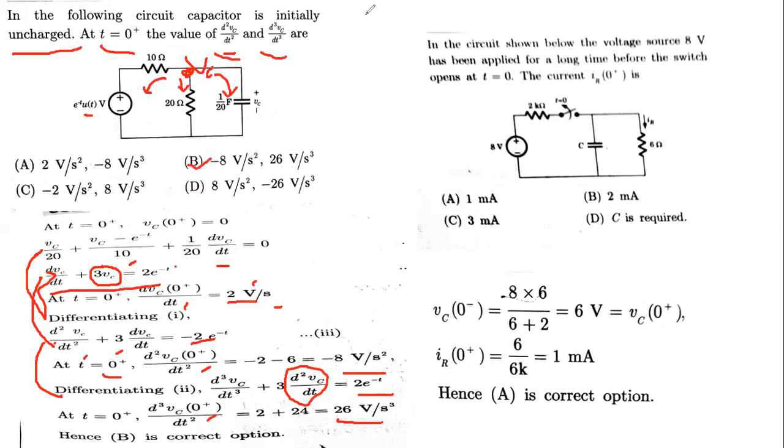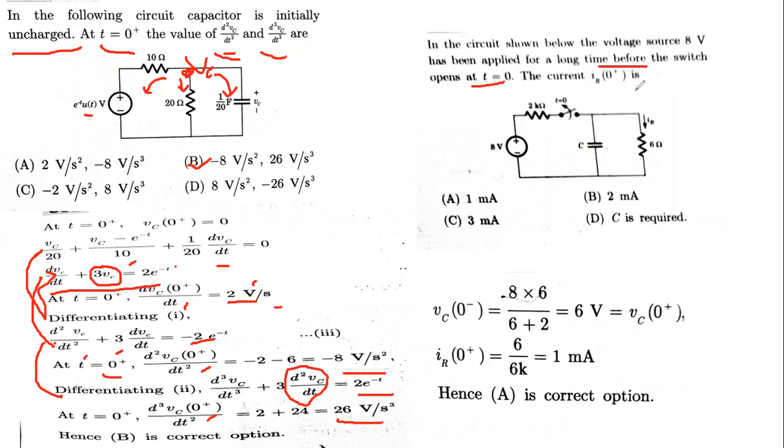Okay, so this is my third problem. Next, one more problem we are discussing. In the circuit shown below, the voltage source of 8 volt has been applied for a long time before the switch is opened. Find the iR(0 plus).